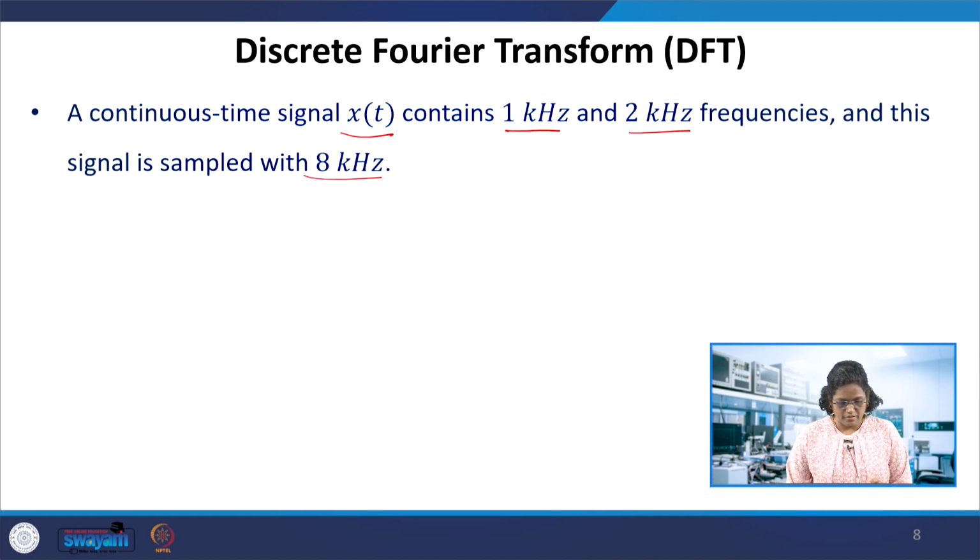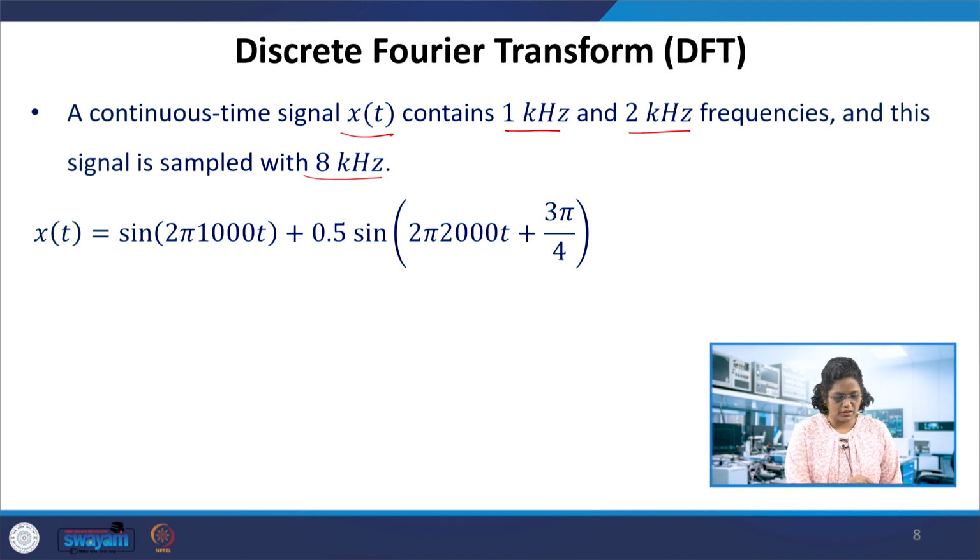Suppose x of t equals sine of 2 pi 1000 t, that is 1 kilohertz, and its amplitude is 1. The next part of that signal has amplitude 0.5, sine 2 pi 2000 t, which is 2 kilohertz. It has a phase shift as well, 3 pi by 4.